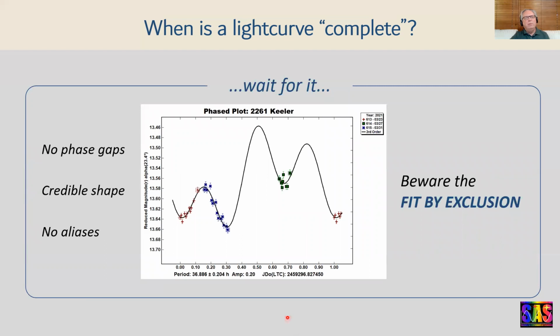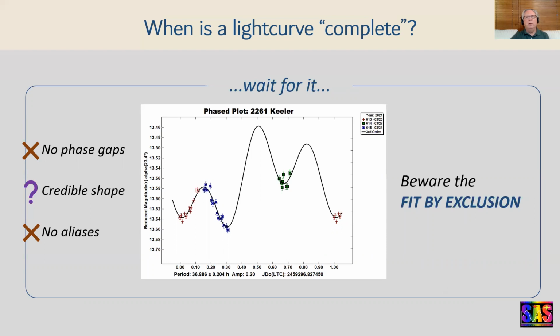Here's a worst case where you have not only phase gaps and aliases, but your shape is not credible. This maximum is probably not real. This one is probably not real. Beware the fit by exclusion. When you get a fit by exclusion like this, where you get a nice looking Fourier fit only because you have huge phase gaps, don't believe it. Get more data or get help.